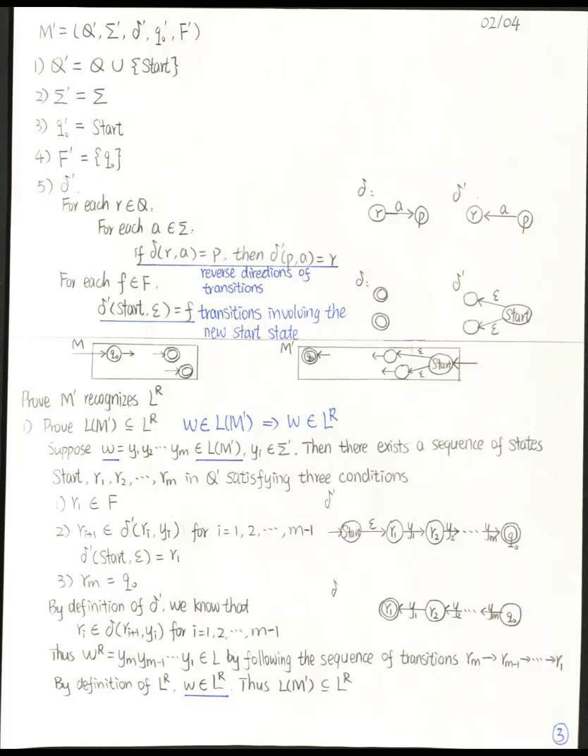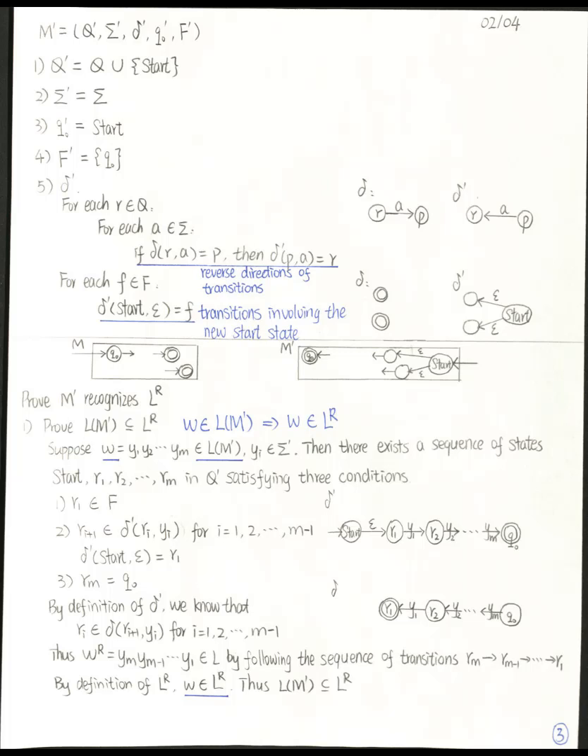But this is not a complete proof. A proof by construction has two parts. First, you construct the new machine by using information of the existing machine. Second, you prove this new machine does exactly what you want it to do. In this case, I want to prove this new machine M' recognizes this L^R. To do this, we need to prove two parts. L(M') is a subset of L^R, and the second part, L^R is a subset of this L(M'). Let's do the first part first.